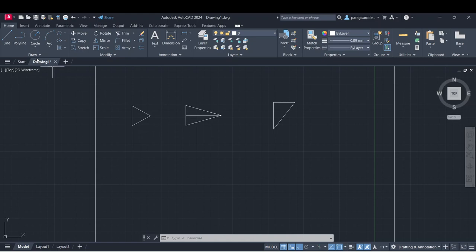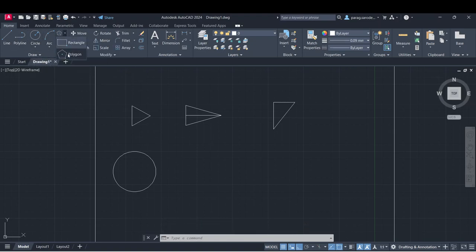Yes, sir. Okay, now the circle is very simple. Just take a center, type a radius. Suppose we wanted to have a circle of radius 30, enter 30. This is how the circle will get created. Okay, now let us proceed.